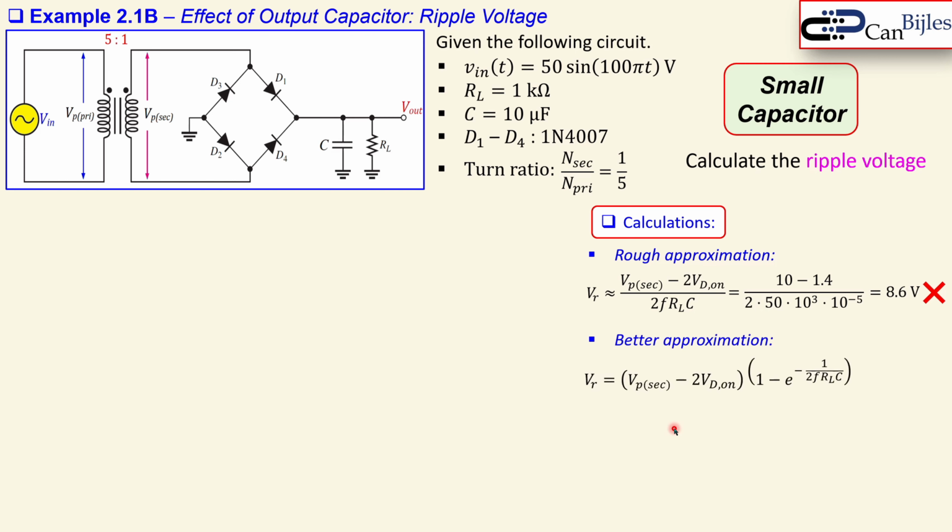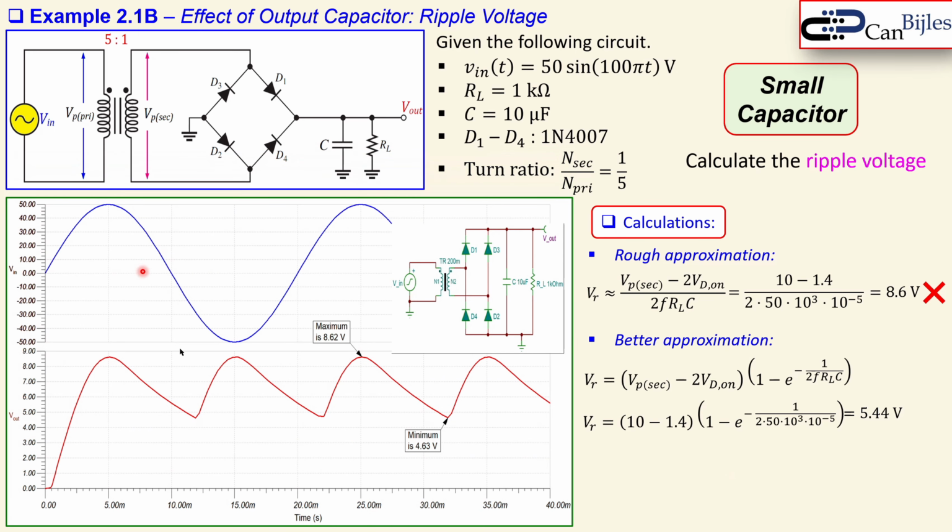Now for the better approximation, we need to use that exponential part again, and that will give me, if I substitute the values, 5.44 volts. Quite large if I look at the output, which is approximately 10 for the secondary part, and then I will lose, of course, 1.4, but this is in percentage a really large value.